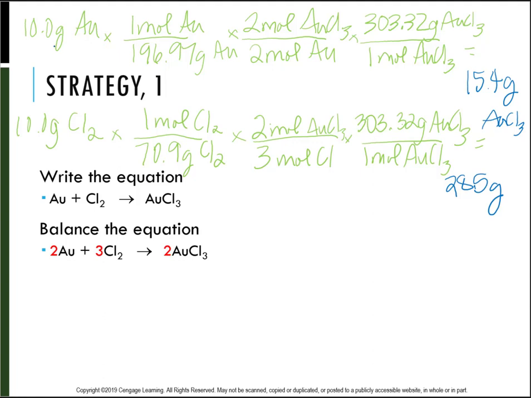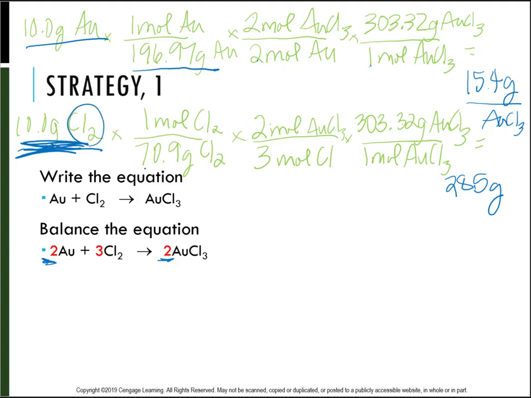I started with 10 grams of both of my reactants. I looked on my periodic table to figure out the molar mass of Au, and there's only 1 Au. So in 1 mole of Au, 196.97 grams. I looked at my mole to mole ratio of Au to AuCl3, so it was a 2 to 2 ratio. And then I went from moles to grams of AuCl3. When you do your total top divided by your total bottom, I got 15.4 grams of product.